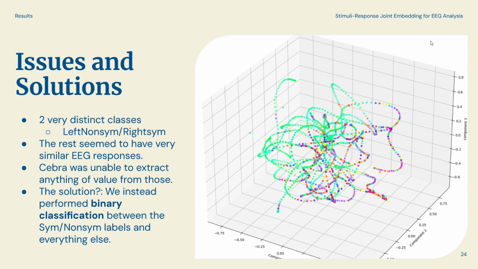When looking at the actual latent space, we noticed that there were two very distinct sections. There's the symmetrical tasks, so left non-sim and right sim, and everything else, which were all the facial recognition tasks. It seemed that everything else had a very similar EEG response, and Zebra was unable to really get much from those. So to see if we can get better results, we tried binary classification between those two labels and everything else.